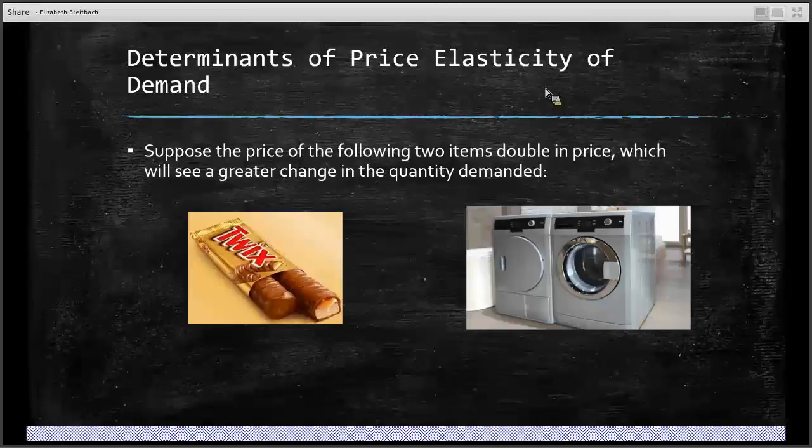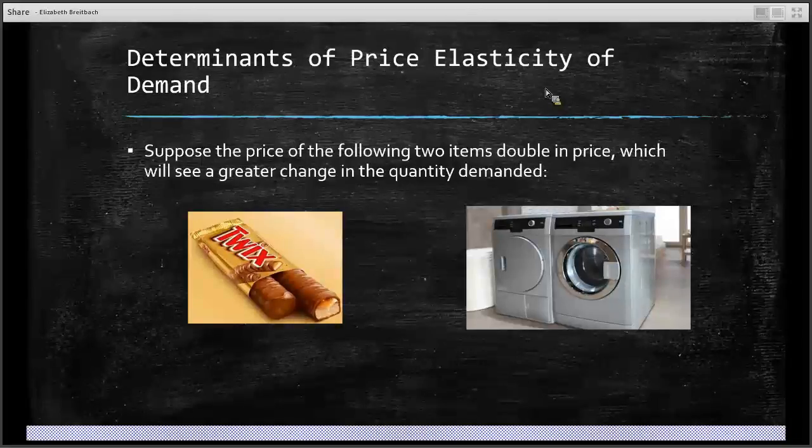Or a Samsung washer and dryer, and the cost is $700, and it doubles in price to $1,400. In which case will we see a greater change in the quantity demanded? So in this case, we have both very specific brands. So yes, there are other brands, so don't think about that part. But in which case are we going to see people responding in a greater way? And remember, you have to be willing and able to purchase these products.